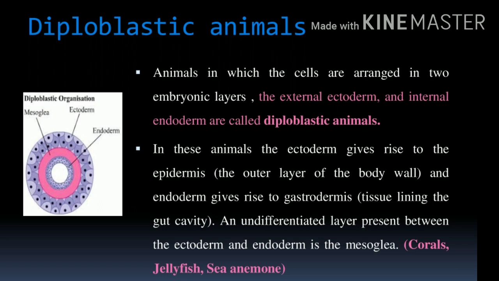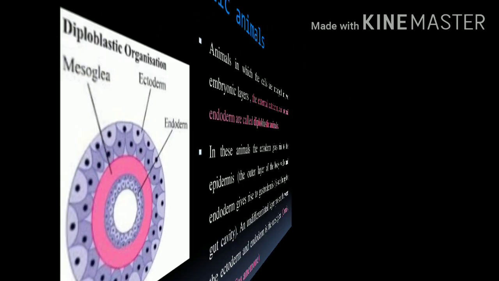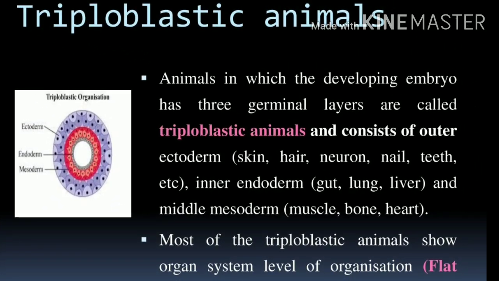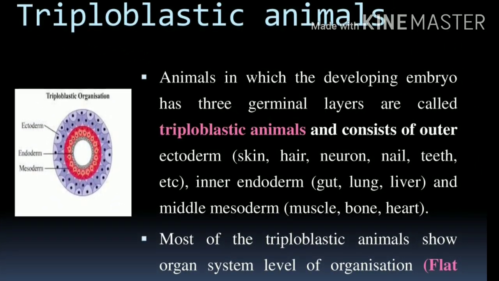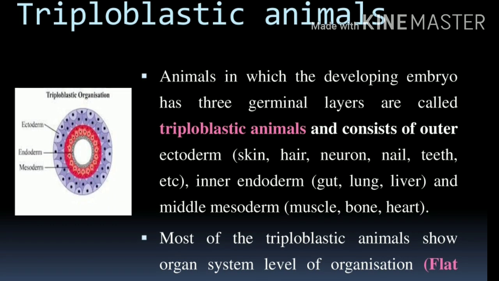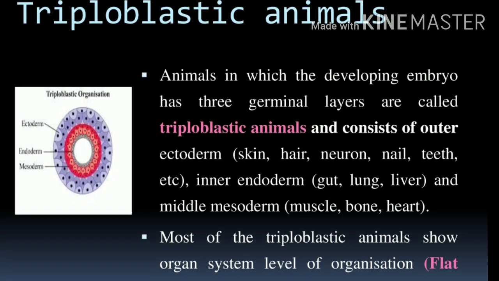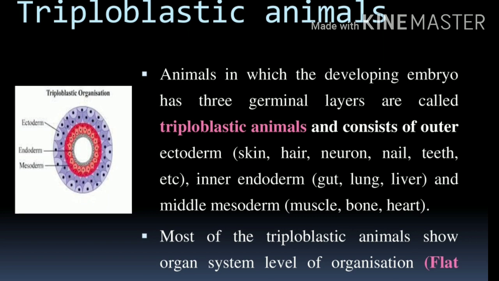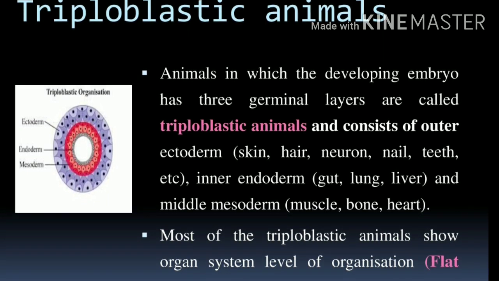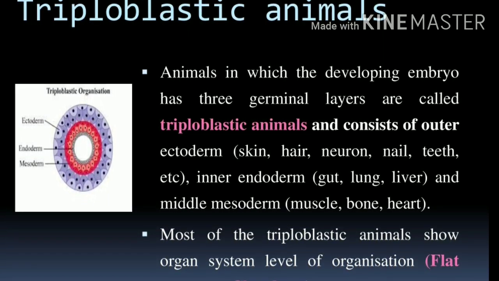The undifferentiated layer present between the ectoderm and endoderm is called the mesoglea. What are examples of diploblastic animals? Corals, jellyfish, sea anemone. Can you understand? Now, triploblastic animals. What are triploblastic animals? They have three germinal layers. What are the three germinal layers? The outer ectoderm, the inner endoderm, and the middle mesoderm.